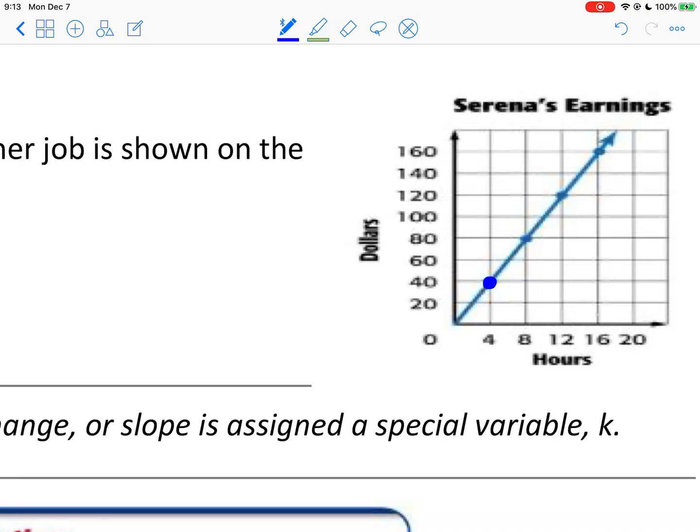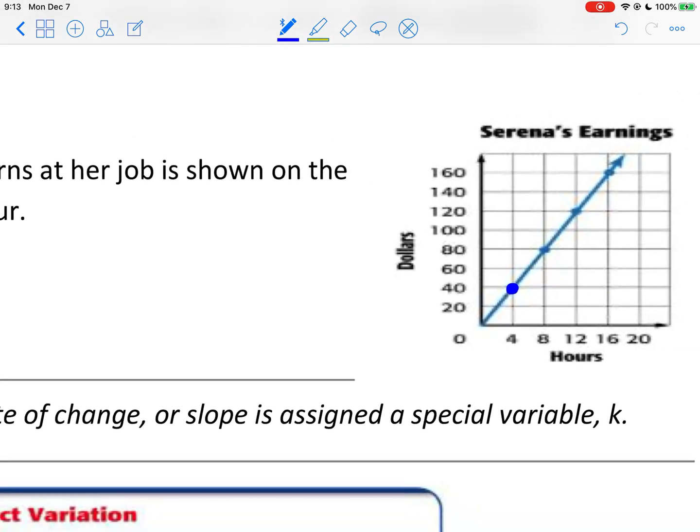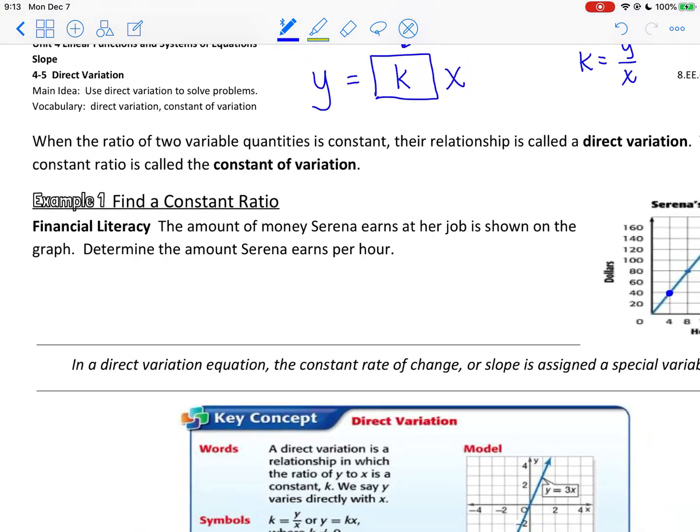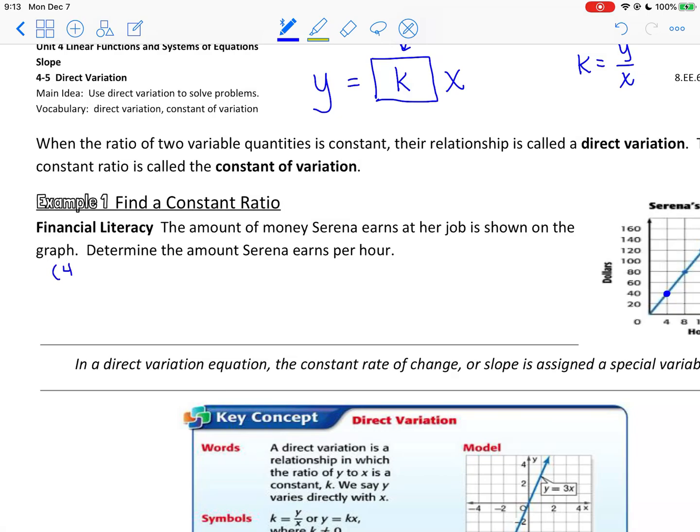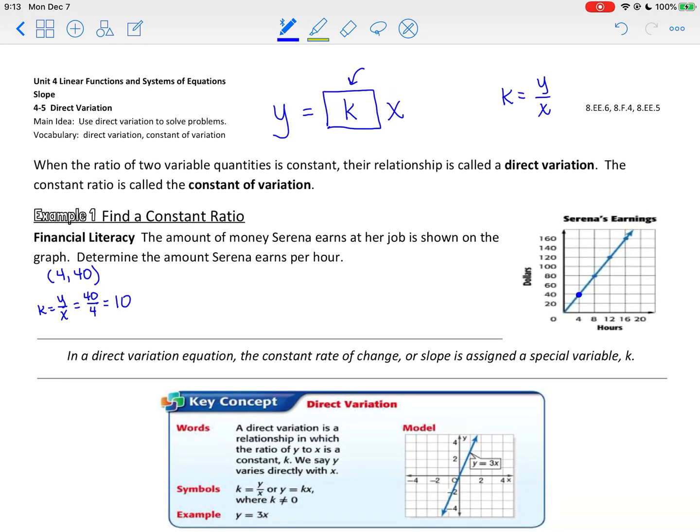This first ordered pair is (4, 40). I'm going to write the ordered pair like normal, but then to find that constant of variation, I do the y value divided by the x value. For this one, a y value of 40 and an x value of 4, 40 divided by 4 is 10. Since this is a direct variation equation, it should be constant. Let's look at another one and see if it comes out the same.